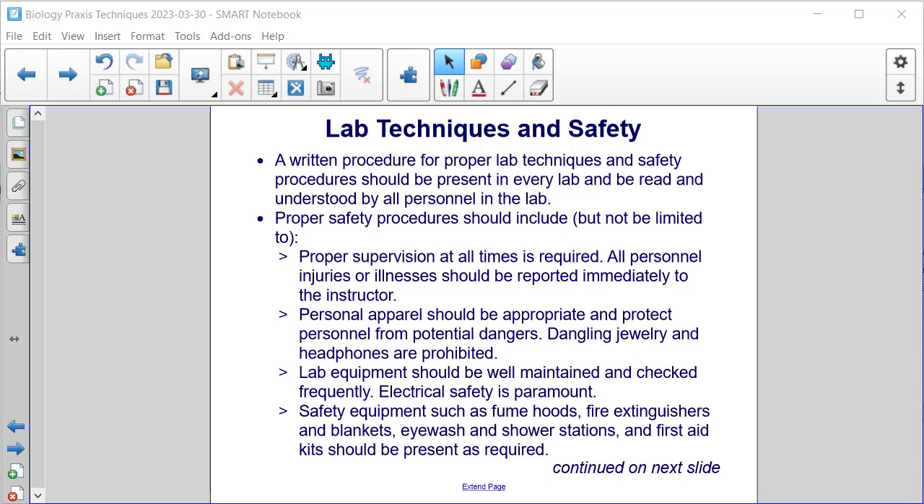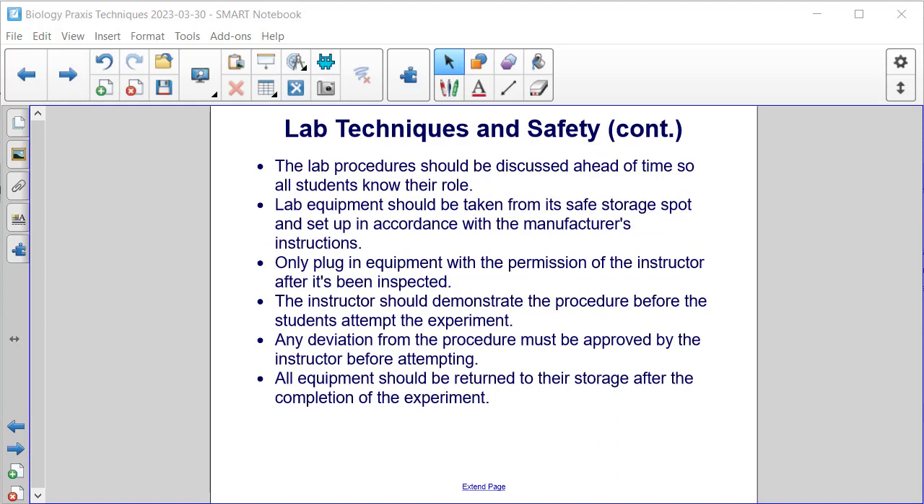Lab equipment should be well maintained and checked frequently. Electrical safety is paramount. Safety equipment such as fume hoods, fire extinguishers and blankets, eye wash and shower stations, and first aid kits should be present as required. The lab procedures should be discussed ahead of time so all students know their role. Lab equipment should be taken from its safe storage spot and set up in accordance with the manufacturer's instructions. Only plug in equipment with the permission of the instructor after it's been inspected.